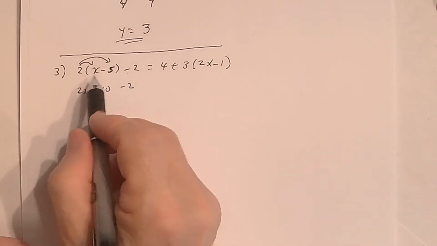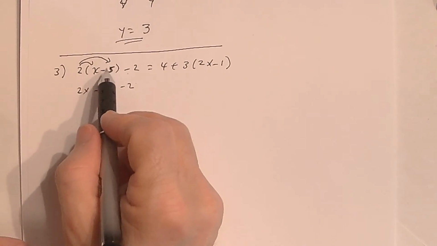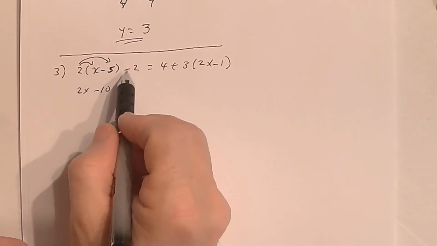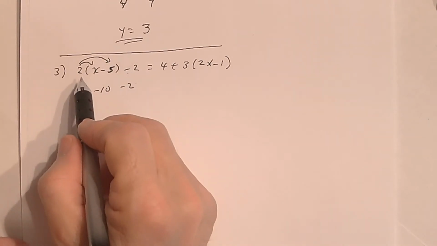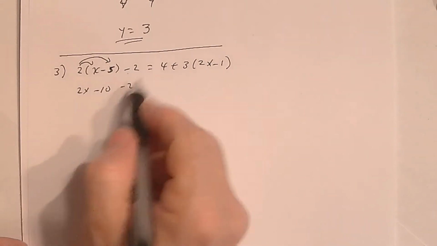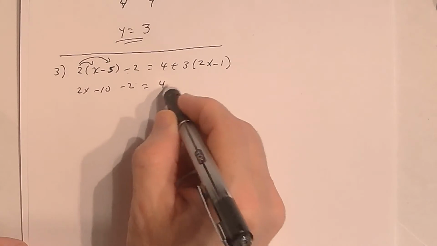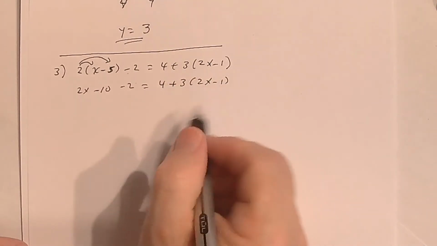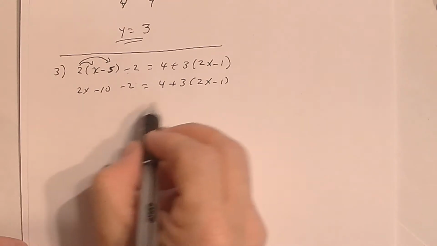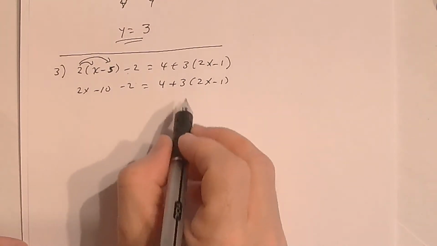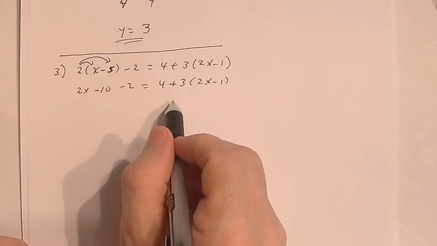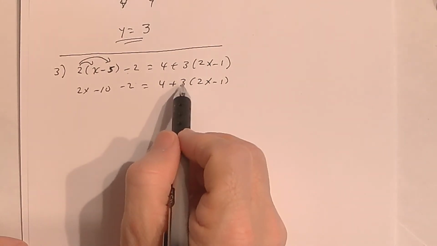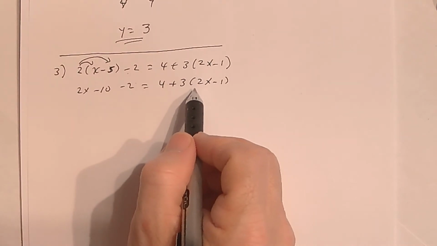Now be careful, the only terms that are being multiplied by this 2 is what's inside the parentheses. So this negative 2 is not being multiplied by this 2. So just bring it down. Equal, and then let's go ahead and rewrite this for right now. So we're trying to be a little bit careful here. Okay, now let's talk about this right here. So some students mess up, and what they'll do is they'll say 4 plus 3 is 7, and then they'll distribute the 7. That's not correct.